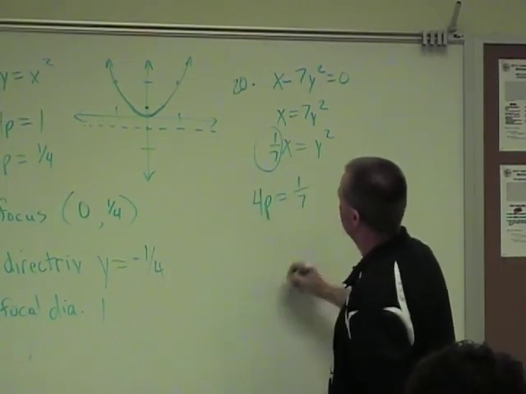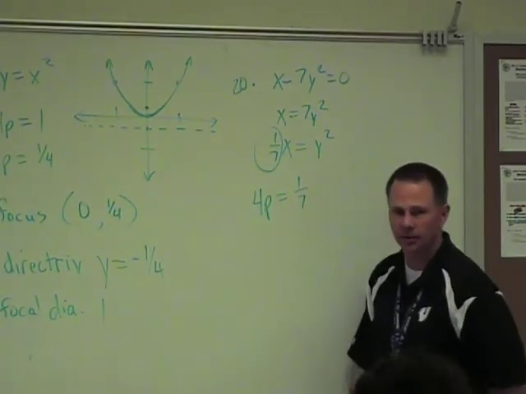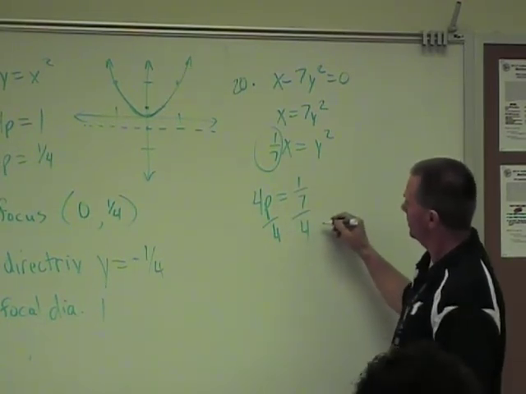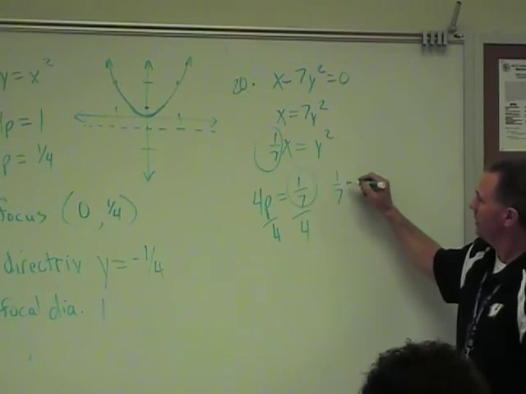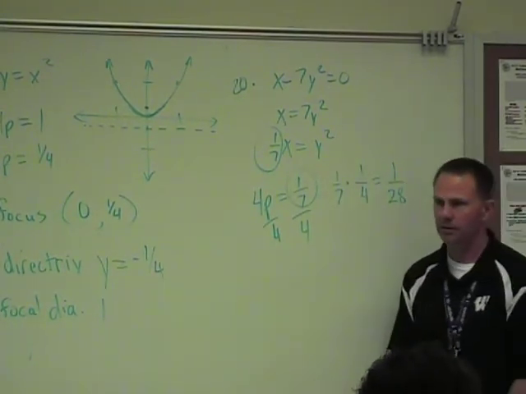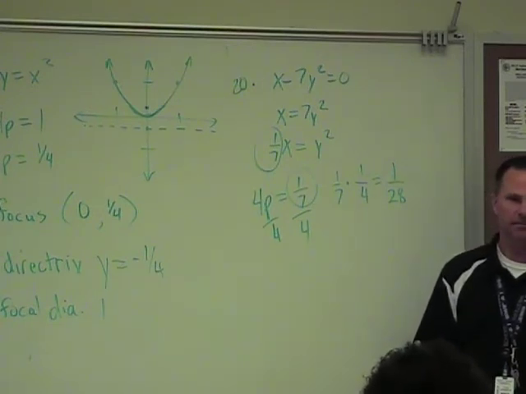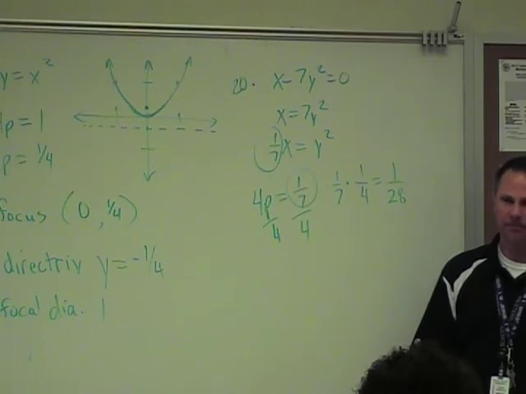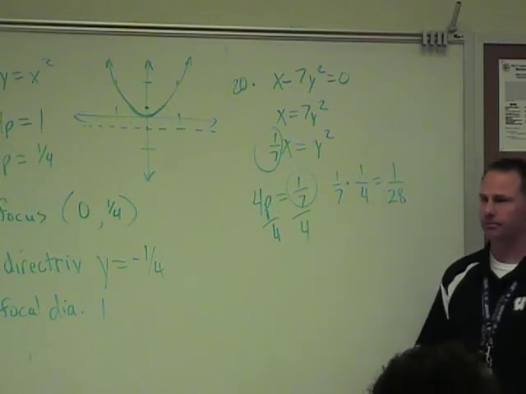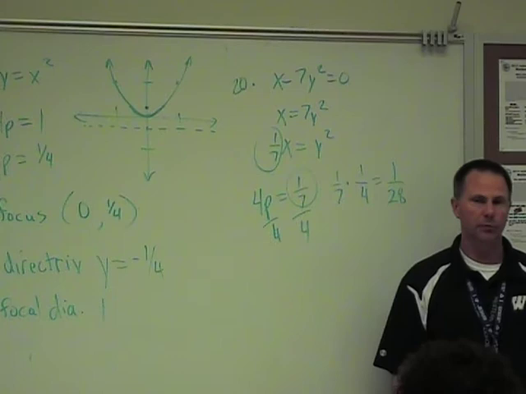Step 2. 4p equals 1/7. And here's where we lose some of you. Did you divide by 4? So you get the top times the reciprocal of the bottom. p is 1/28. Right? Again, you're going to have to deal with fractions. Okay? Moving on.